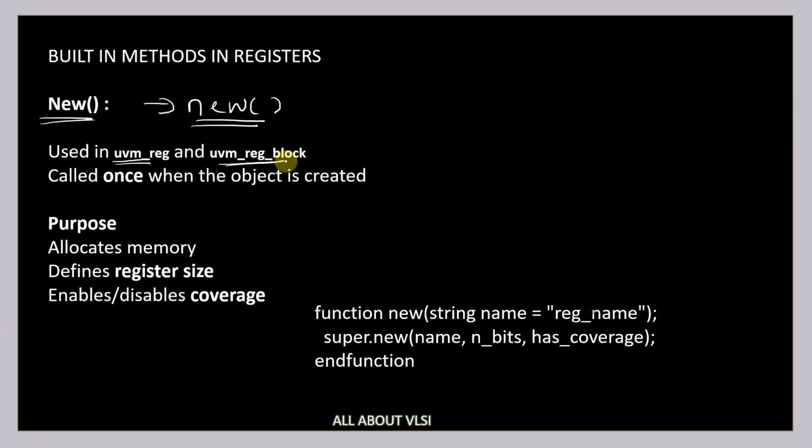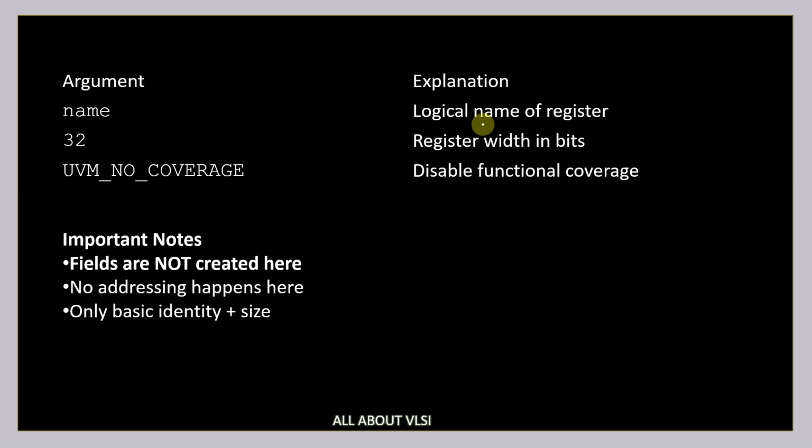Now, what is this uvm_reg and what is this uvm_reg_block? That we will discuss. The purpose of the new method is to allocate the memory, to define the register size, and to enable or disable the coverage. So the syntax is function new, we pass a string name, call super.new with the name, the number of bits we are going to have, and whether coverage has been enabled on the particular register or not. Where we use this new method, we are going to see.